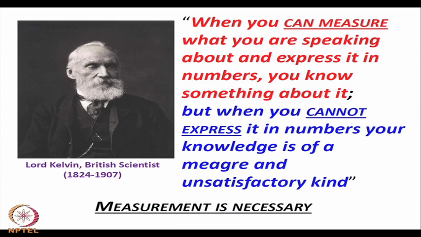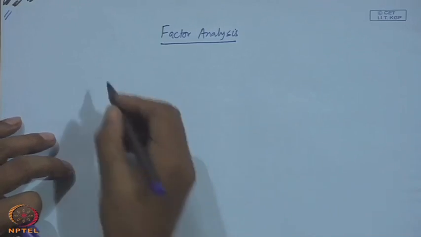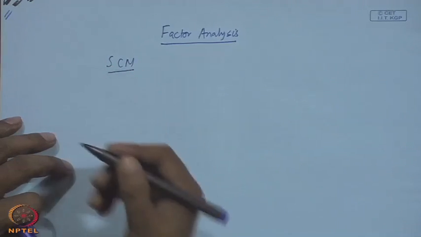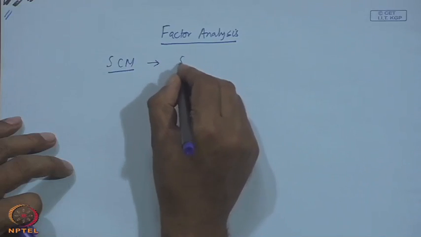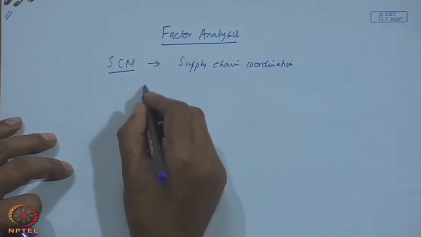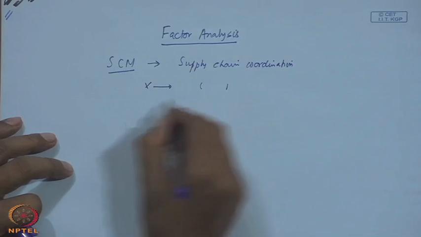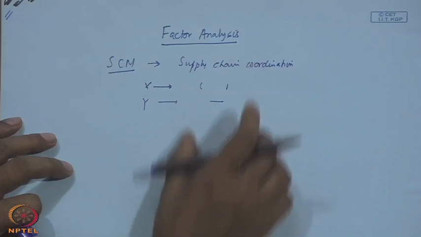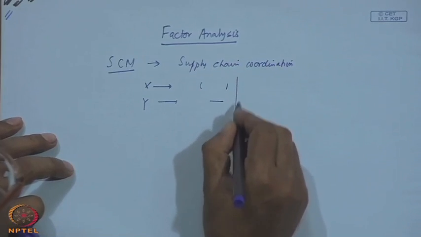That means, whenever you talk about any system or its behavior, you must be able to measure the behavior pattern. You must be able to give a number to it. For example, in our department, there is one important area to work on, that is supply chain management. And we talk much about supply chain coordination. So, we may say that X supply chain coordination is good, Y supply chain coordination is bad, like this. When you talk in this manner, that knowledge is not perfect.